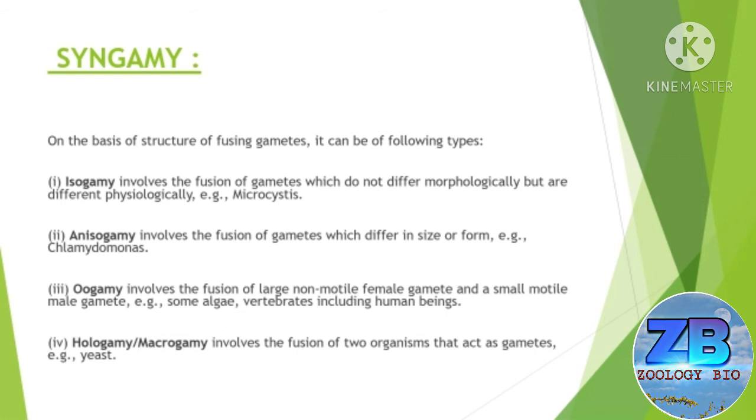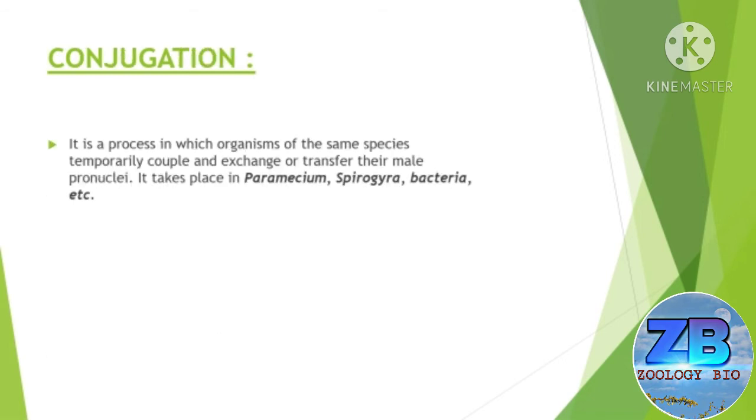The fourth one is hologamy or macrogamy, which involves the fusion of two organisms that act as gametes. An example is yeast. Now the conjugation. It is a process in which organisms of the same species temporarily couple and exchange or transfer their male pronuclei. It takes place in paramecium, spirogyra, bacteria, etc.